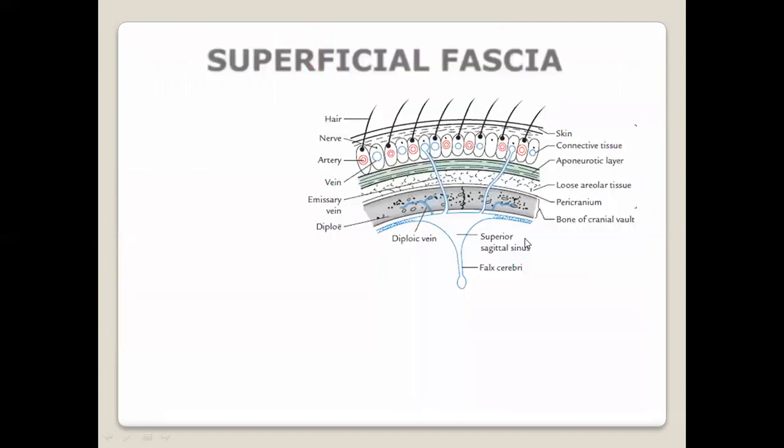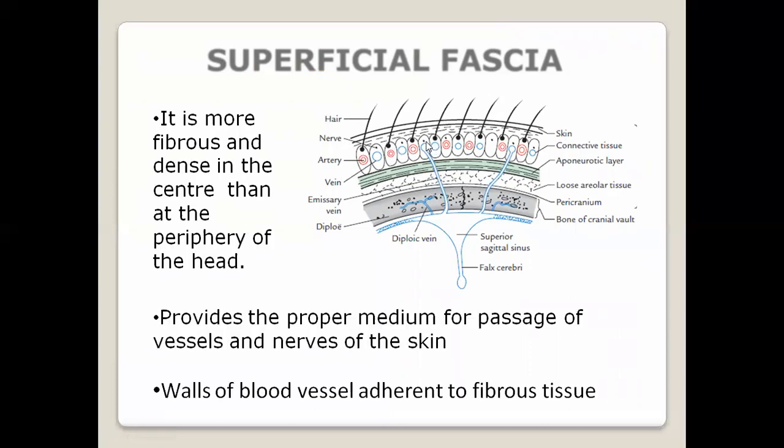Okay. So we'll go on to the next layer, that is the superficial fascia or connective tissue. Okay. So if you see, this is the connective tissue layer. It connects the skin to the underlying epicranial aponeurosis. Okay. It is more fibrous and dense in the center than at the periphery, and it provides a medium for the passage of blood vessels. You can see numerous blood vessels, arteries and veins, in the connective tissue. And the wall of the blood vessel is adherent to the fascia.